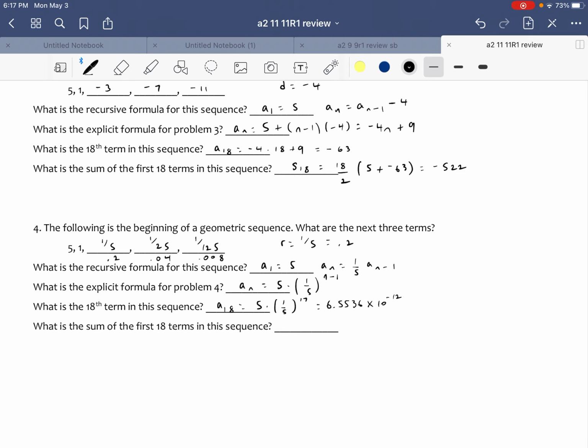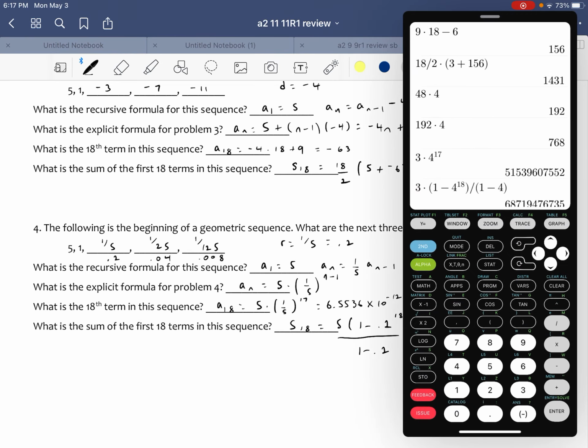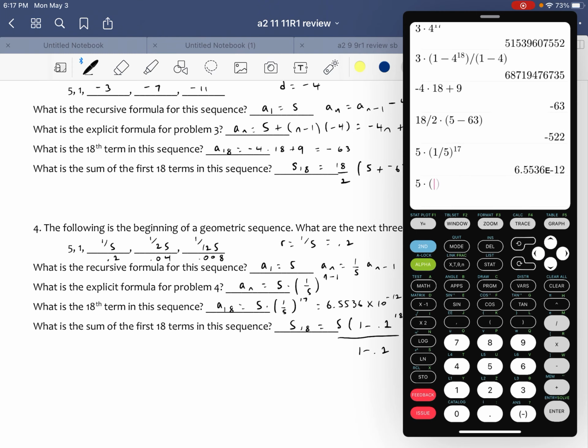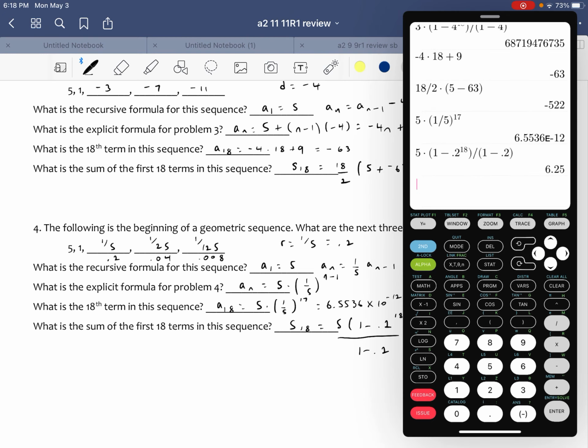What is the sum of the first 18 terms? For a geometric, you take your first term, you multiply that by 1 minus the ratio. I'm going to use a decimal this time, to the 18th power. And you divide that by 1 minus the ratio. 0.2 will definitely be easier to type out. 5 times parentheses 1 minus 0.2 to the 18th, divided by 1 minus 0.2, 6.25.